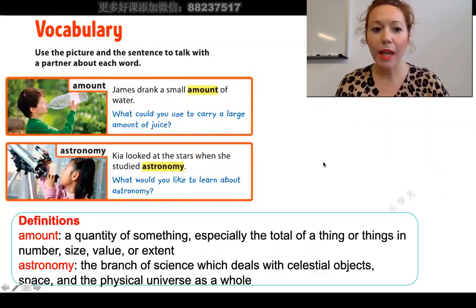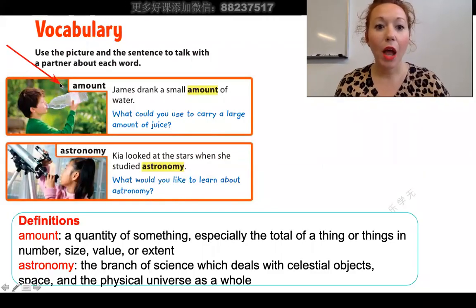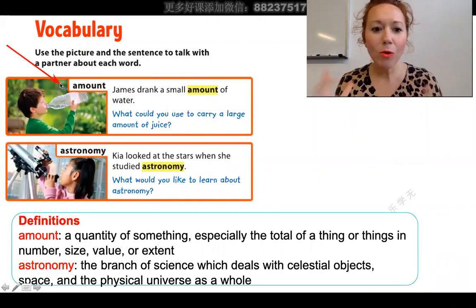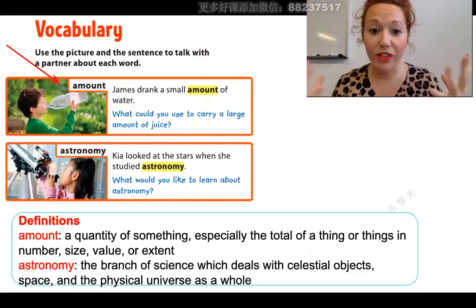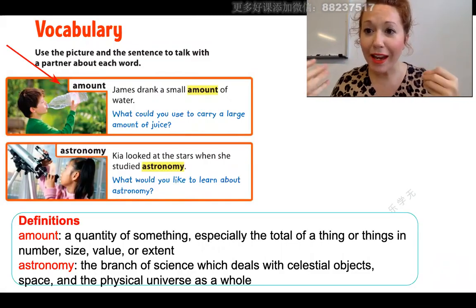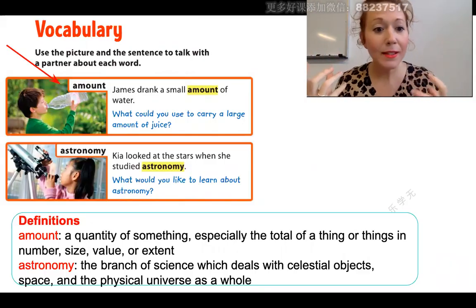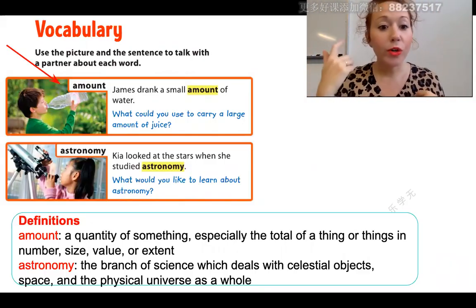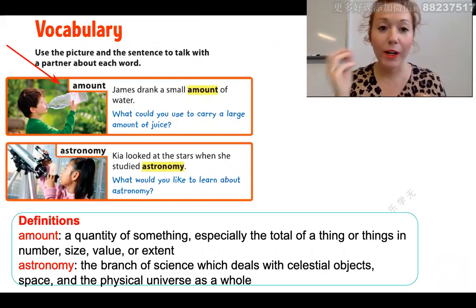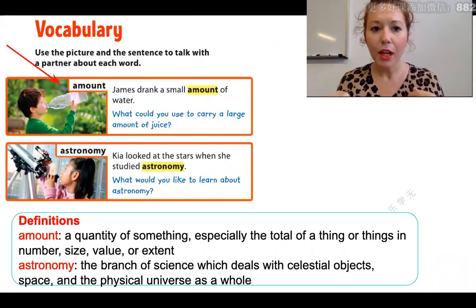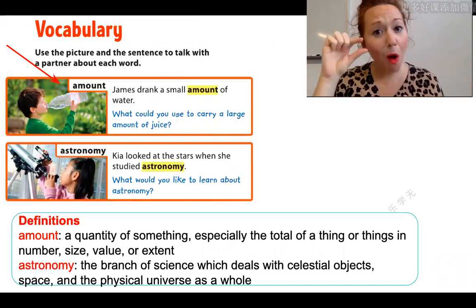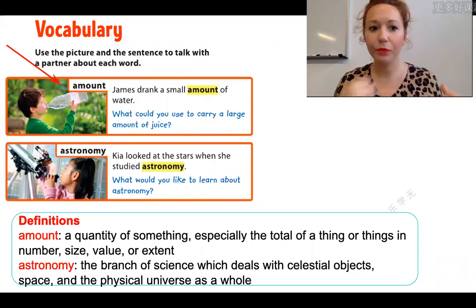So the first word we have for today is amount. Now, amount is a quantity of something. It's usually like the total number of things in number or size, value, or extent. James drank a small amount of water.